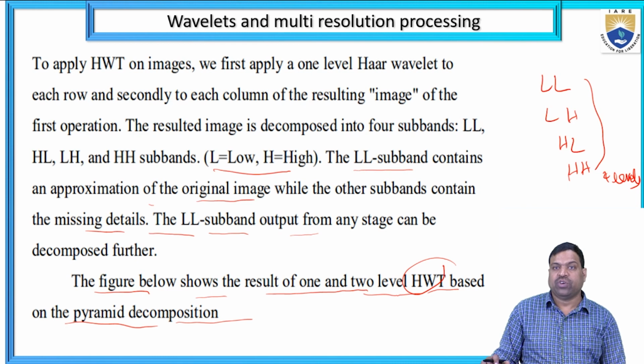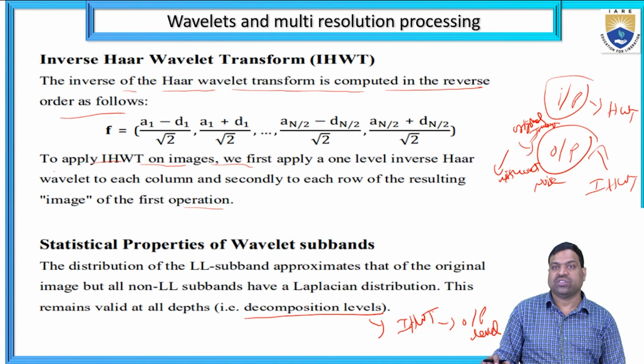We are applying the inverse wavelet transform for subbands. How are we applying the inverse Haar wavelet transform? At the output side, we apply the inverse to get the original image. That is the inverse Haar wavelet transform. So the inverse wavelet transform, IHWT: f equals (A1 minus D1) by root 2, (A1 plus D1) by root 2, and so on, up to (A_n/2 plus D_n/2) by root 2.